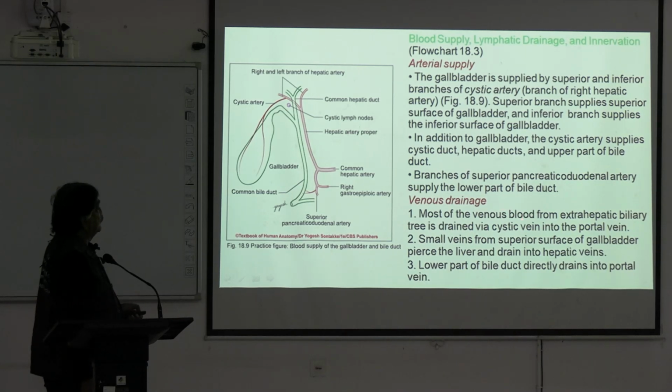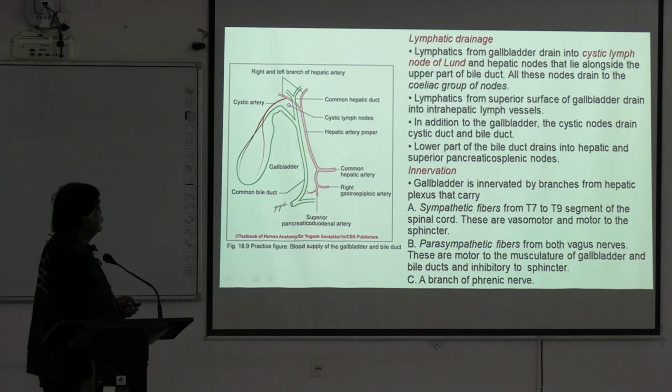Venous drainage: most of the venous blood from the extrahepatic biliary tree is drained by the cystic vein into the portal vein. This is important. Cystic vein into the portal vein. Small veins from the superior surface of the gallbladder pierce the liver and drain into the hepatic veins. The lower part of the bile duct drains directly into the portal vein. Next.